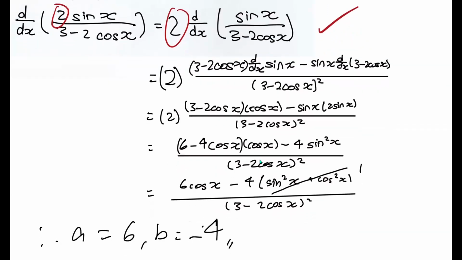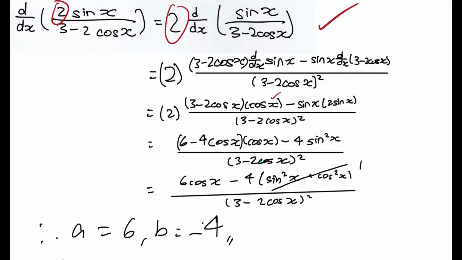So bottom is 3 minus 2 cos x. Differentiate sin x, you get cos x. Sin x is there, then differentiate 3 minus 2 cos x. Sorry, what do you get? Let me see. Differentiate the 3, you get a 0. Differentiate negative 2 cos x, you get negative 2 times negative sine x, which is positive 2 sine x. Okay, good.